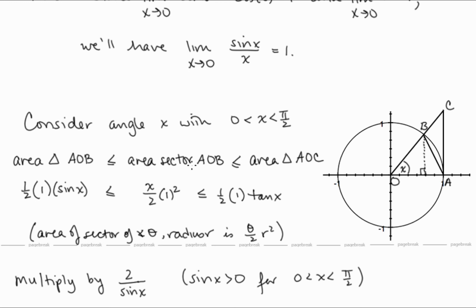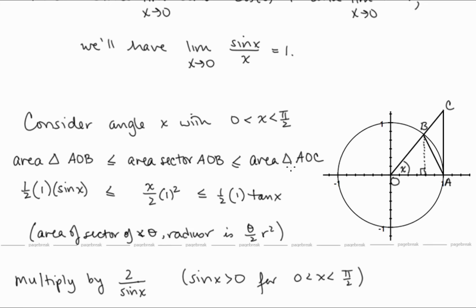Now for the area of the sector AOB, we know that the area of a circular sector of angle theta and radius r is theta over 2 times r squared. So our angle here is x, so this is x over 2 times 1 squared.